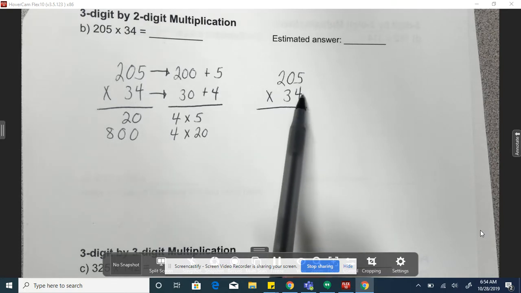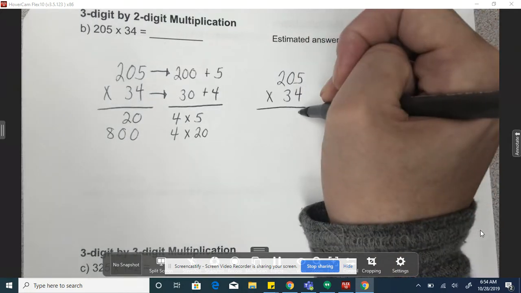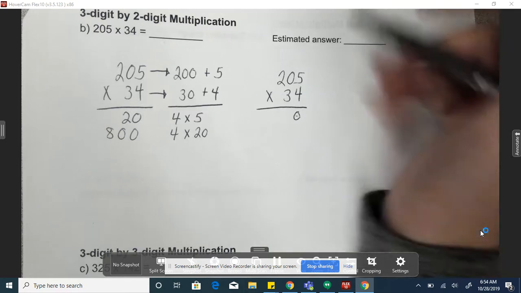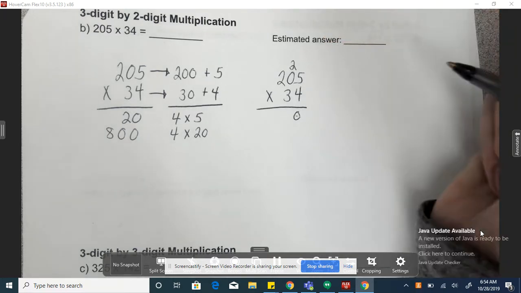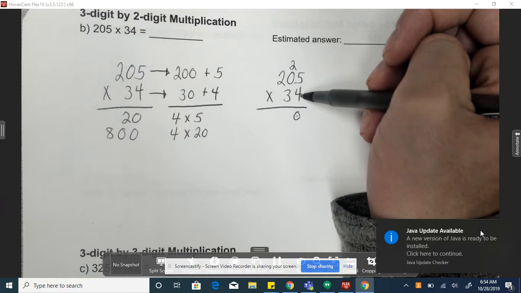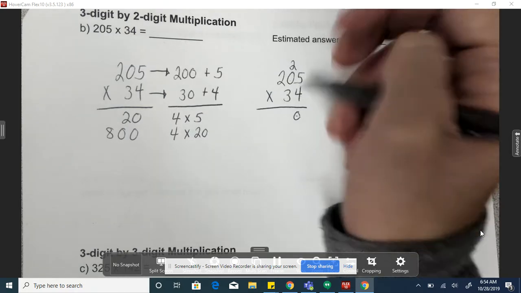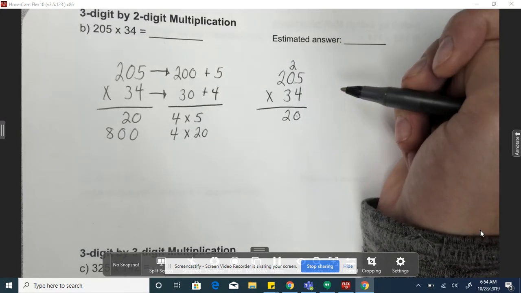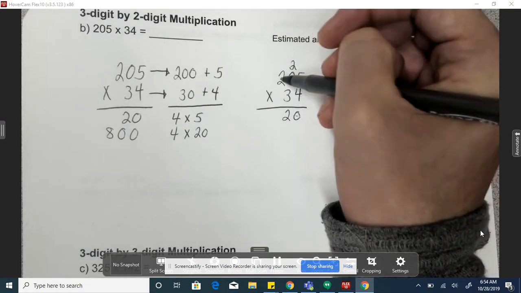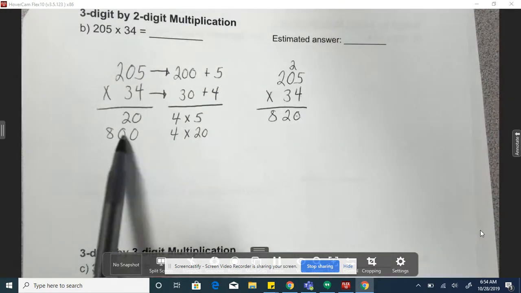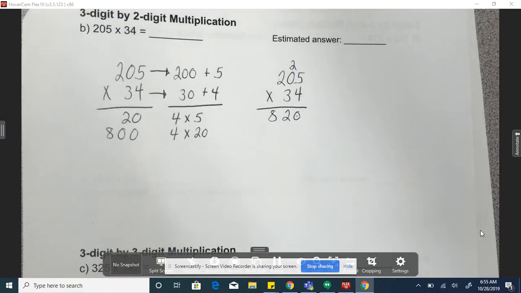We always start by multiplying the ones place. So 4 ones times 5 ones is going to be 20 ones, or 2 tens. So it's a 0 in the ones place. Carry the 2 to the tens place. Now we're going to do 4 times 0 tens, which is 0, plus the 2 tens we carried over is 2 tens. And 4 ones times 2 hundreds is 8 hundreds. So the 8 is going in the hundreds place. Notice these are the same numbers. When we add 800 plus 20, we're getting 820. So we know we're right.